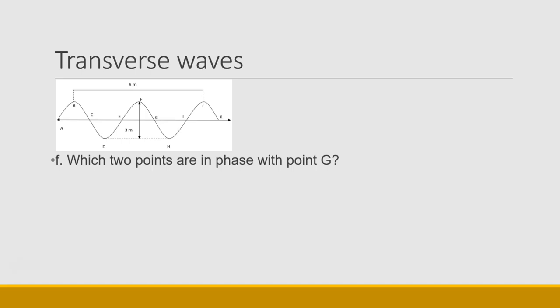And lastly, which 2 points are in phase with point G over here? So in phase requires a full cycle. So it would be G and K. And the other point that's in phase with G is C. So both K and C are points that are in phase with point G.